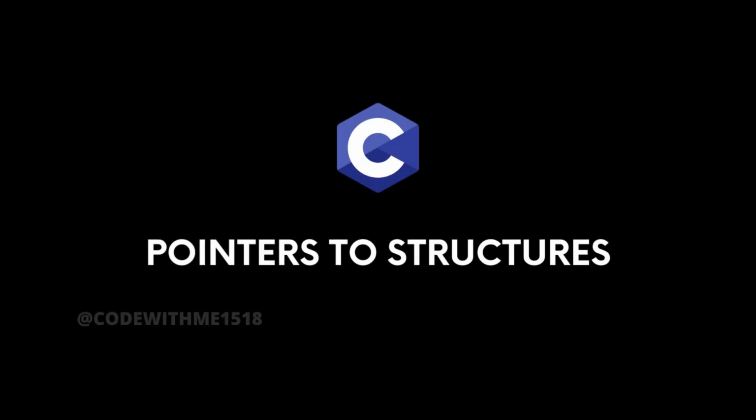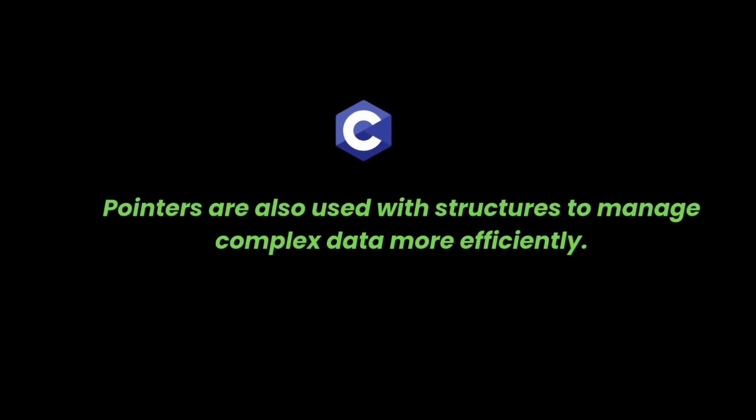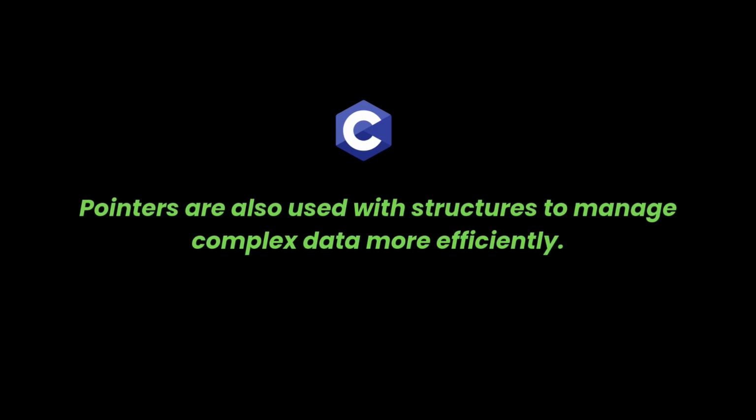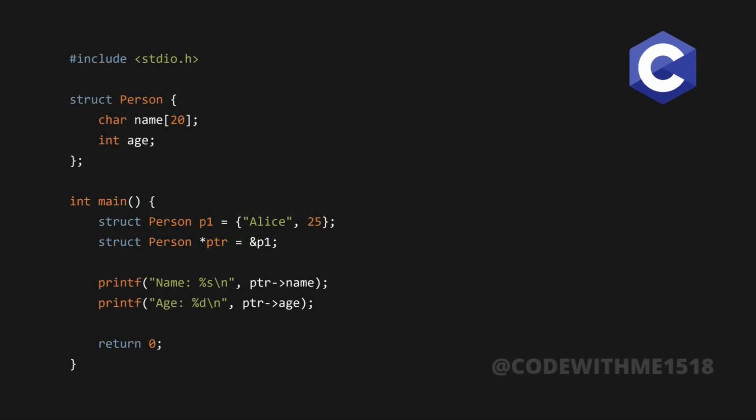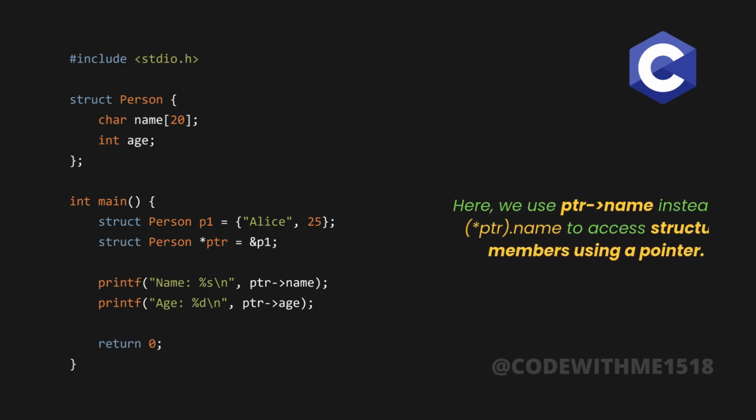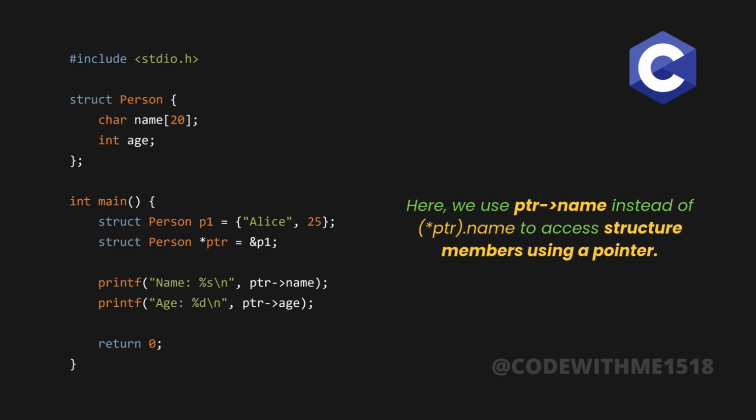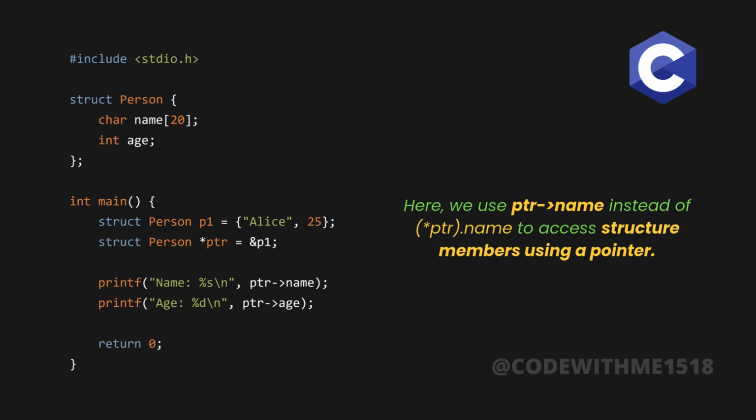Pointers to structures. Pointers are also used with structures to manage complex data more efficiently. #include <stdio.h>, struct person, char name[20], int age. int main, struct person p1 = {"Alice", 25}; struct person *ptr = &p1; printf name %s, ptr->name. printf age %d, ptr->age, return 0. Here, we use ptr->name instead of ptr.name to access structure members using a pointer.